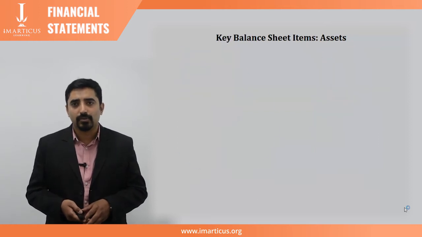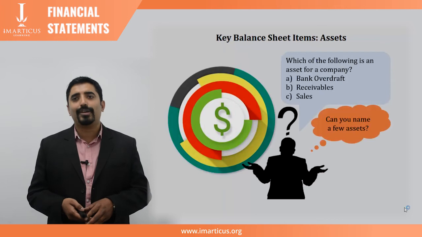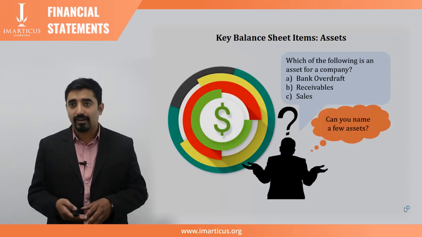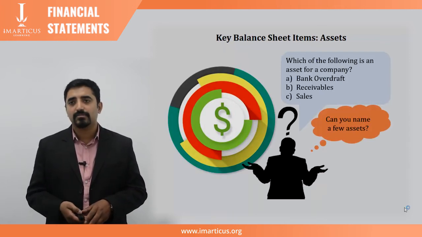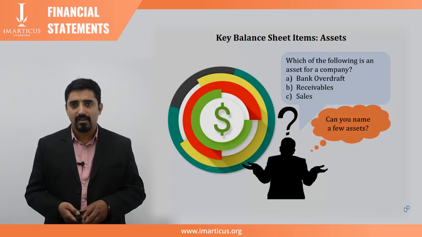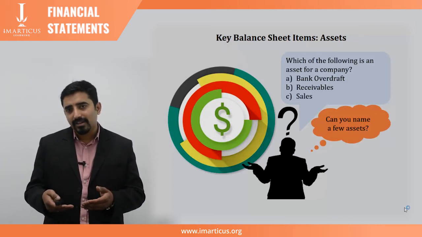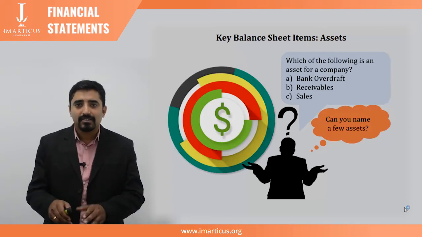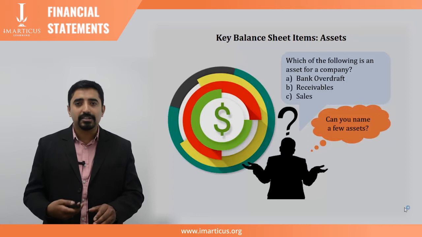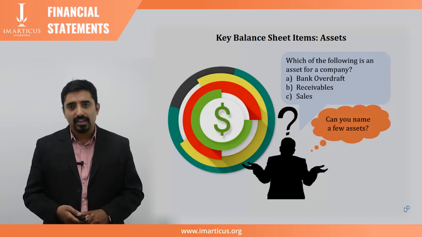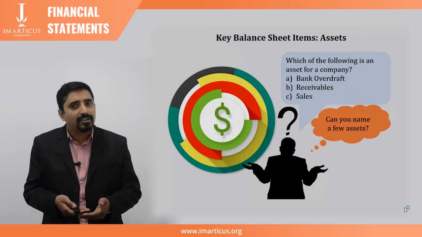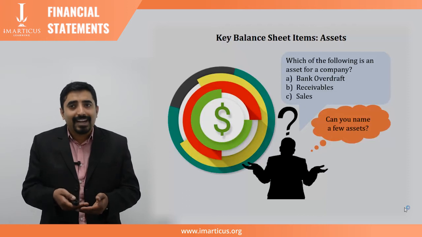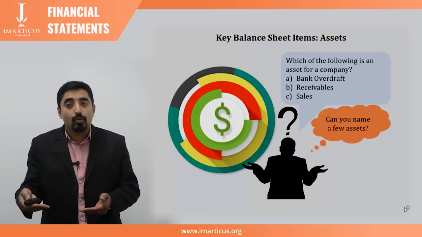Here's a question for you. Which of the following is an asset? A bank overdraft, receivables, or sales? Bank overdraft, if you see, is something that the company owes to the bank, which means this is definitely not an asset. It is a liability actually. Sales is actually not even a balance sheet item. It is not something that you own.